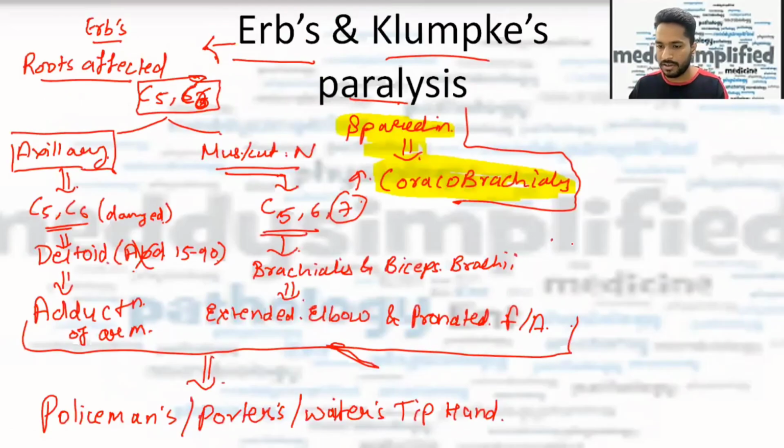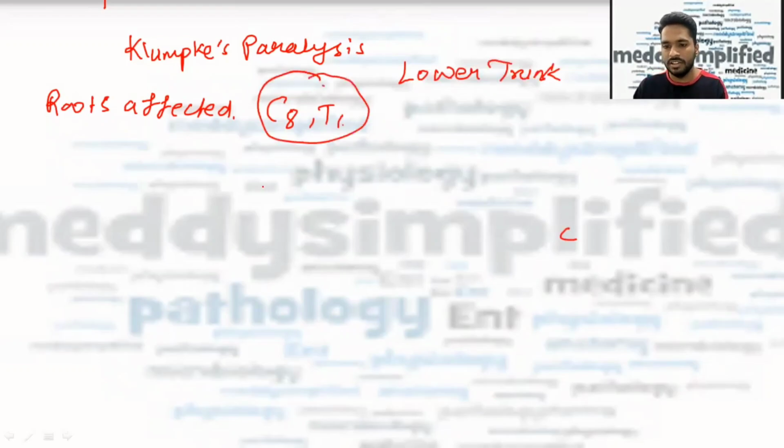So Klumpke's paralysis. Here also, first we should know which roots are affected. Roots affected are the lower ones. One more thing: in Erb's palsy the upper trunk of the brachial plexus is affected. This is important. So in Klumpke's paralysis, the roots affected are C8 and T1, and here the lower trunk is damaged.